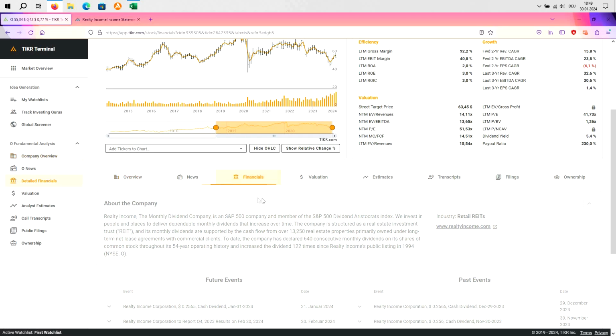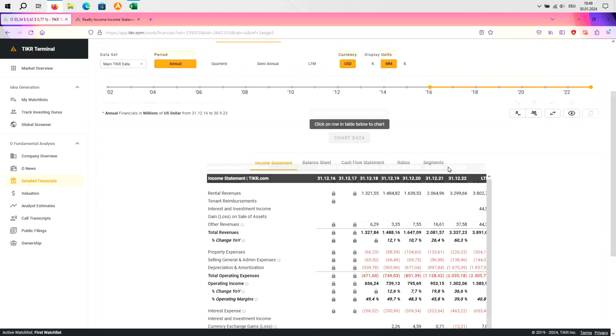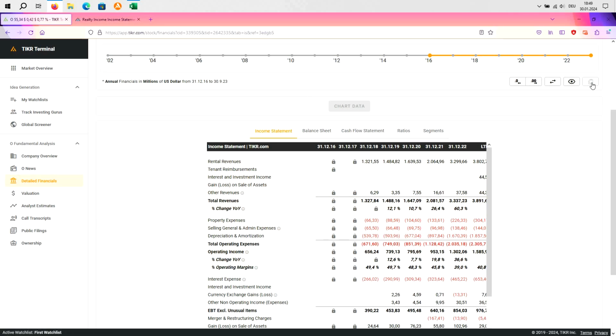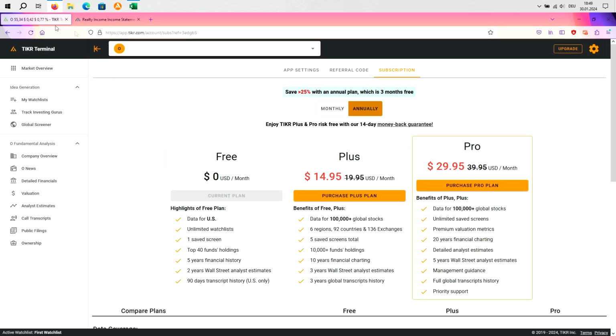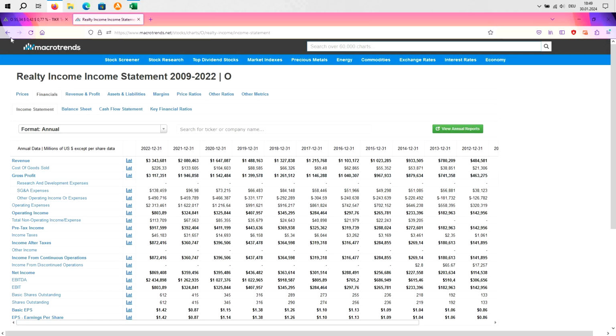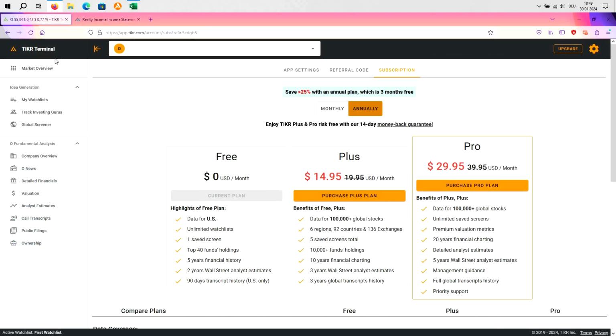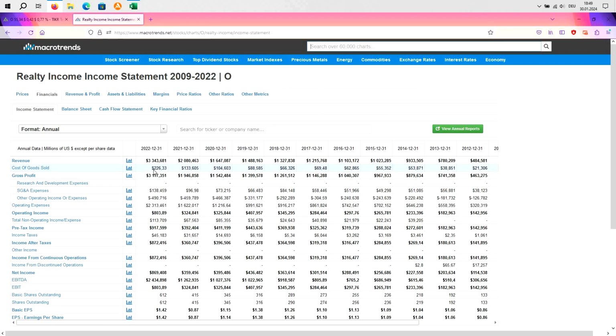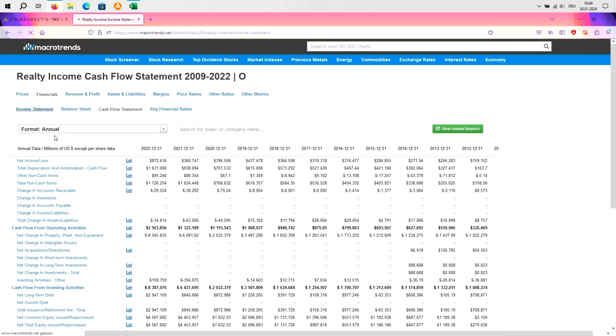And if you go here to financials, you will see that all the data that we need is here, but with the free plan we cannot copy it into Excel, which is why I will use this website called Macrotrends. Both websites, Ticker Terminal, which is for stock research, and Macrotrends, are going to be linked in the description, so feel free to take a look. And here you go to the Financials tab, and then you will use income statement, balance sheet, and cash flow statement.